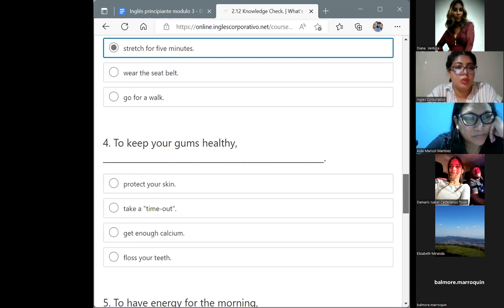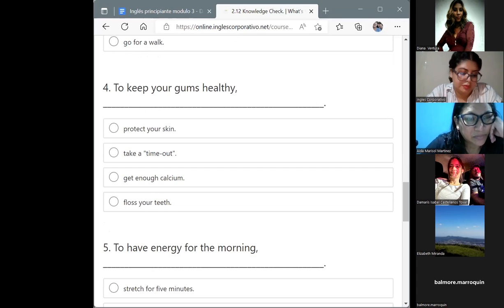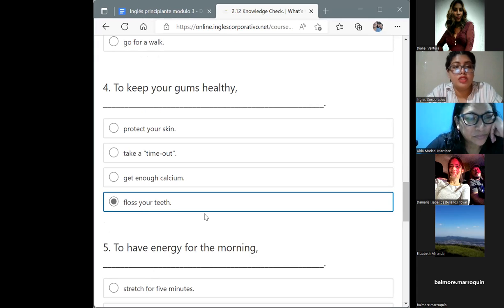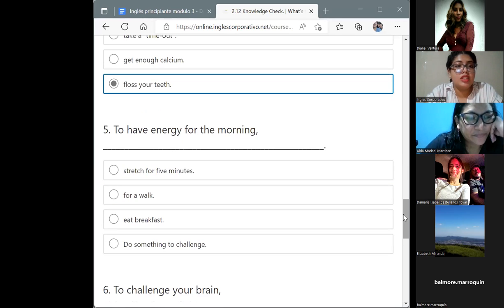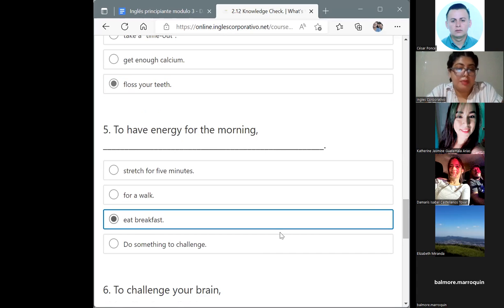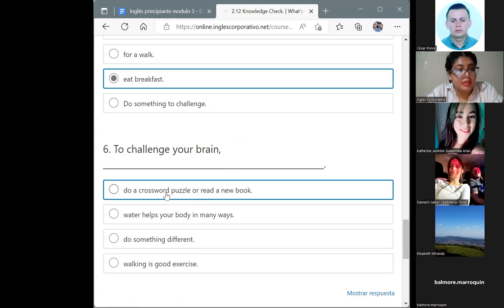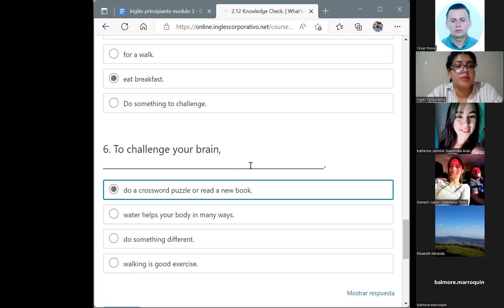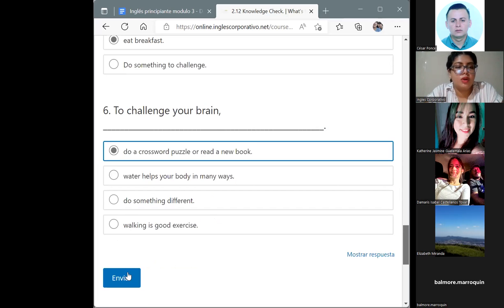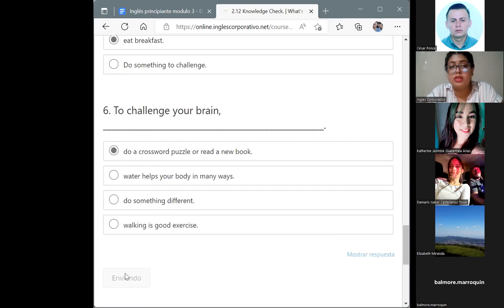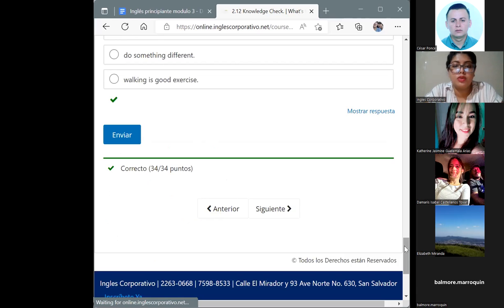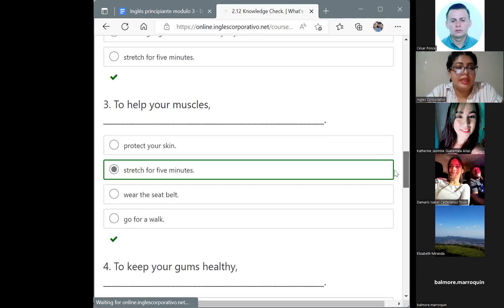Then we have the next one. To keep your gums healthy, floss your teeth. Good. To have energy for the morning, eat breakfast. Good. To challenge your brain, do a crossword puzzle or read a new book. That's good. Let's see if they are correct. We're going to see if you have all of these ones correct. So they are correct.